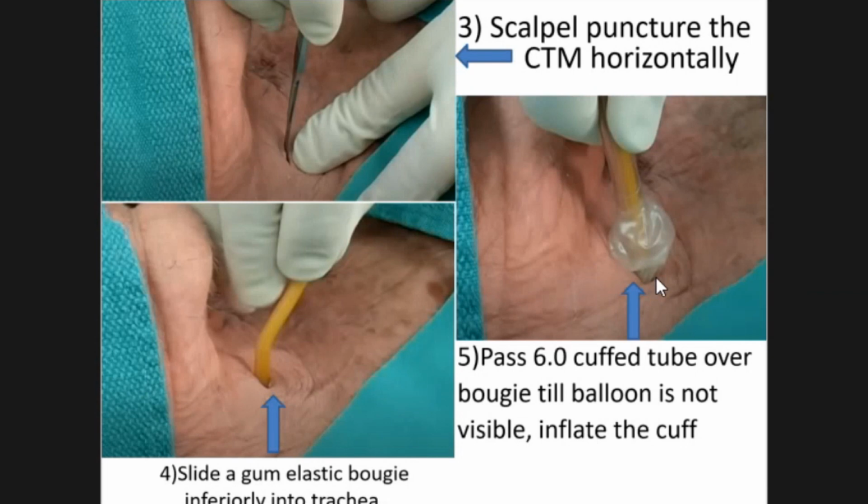And the fourth step would be to slide the gum elastic bougie into the trachea, and the fifth one would be to pass the size 6 ET tube through it, and make sure that the entire cuff enters the airway, and then we inflate it.